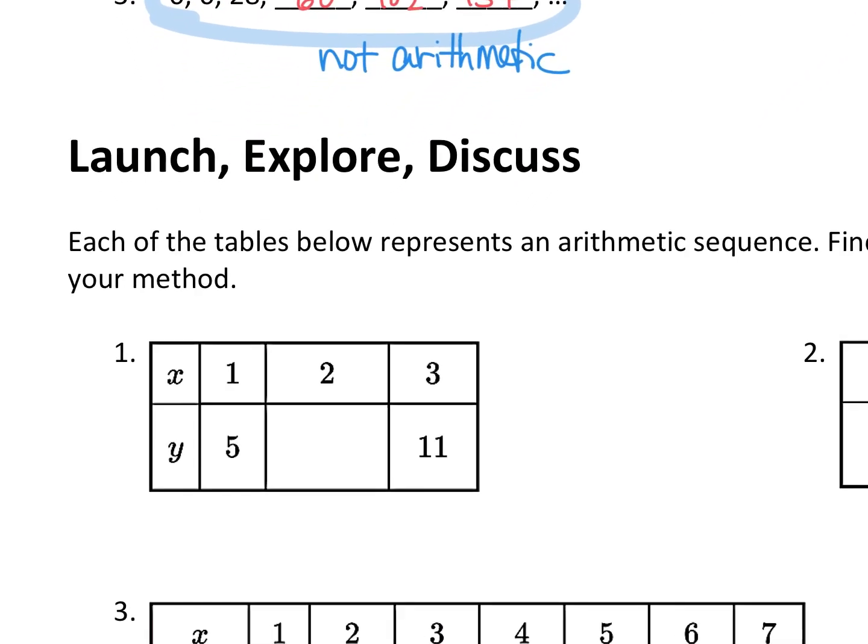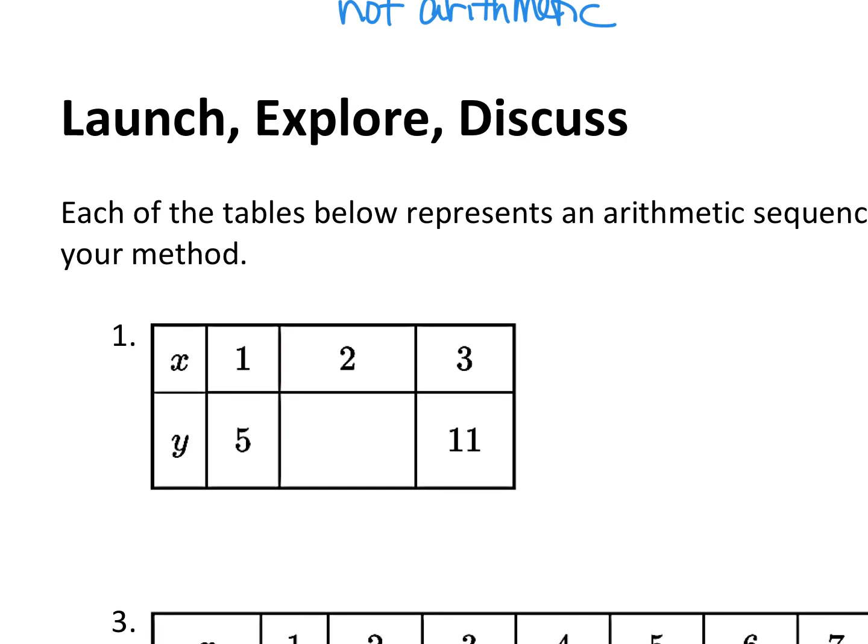So in this first problem here, we've got 5, blank, 11. So it looks as if from 5 to the unknown number, there's a jump, and then from that unknown to 11, there's a second jump. Also, between 5 and 11, there are 6 spaces that we went. I get that by taking the 2 numbers that I know, 11 and 5, and subtracting them. So we've got 6 spaces. And I need to split those 6 spaces into those 2 jumps.